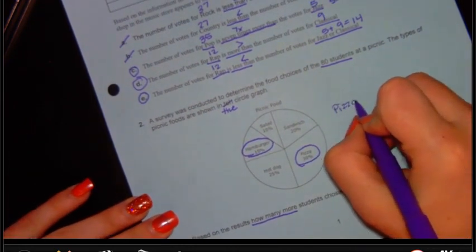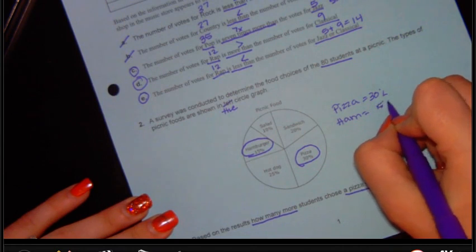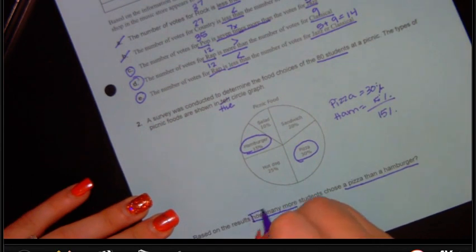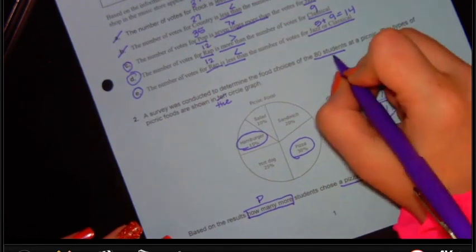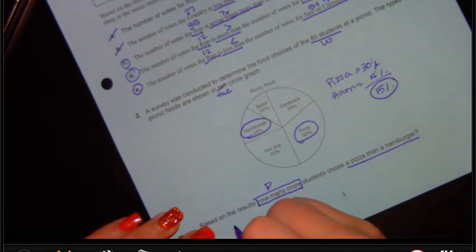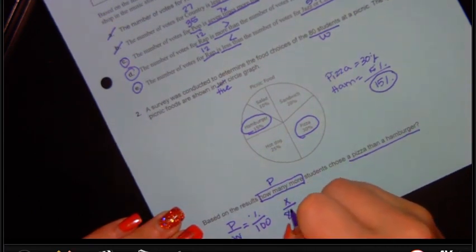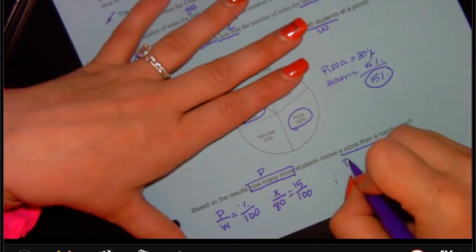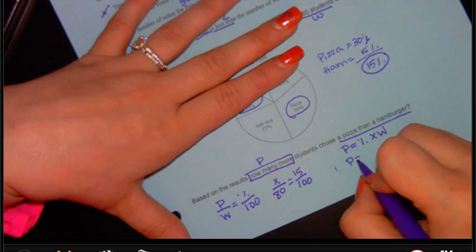So if I know that pizza is 30% and hamburger is 15%, well, the percent difference between these two is 15%. So I want to know how many more, which means I want to know my part. So I have my percentage, I have my total, I just need to find part. Now, we can solve this with our proportion, part over whole equals percent over 100. And you could have x over 80 is equal to 15 over 100. Or I personally like to use the equation of part is equal to percent times the whole, where the percentage needs to be written as a decimal.